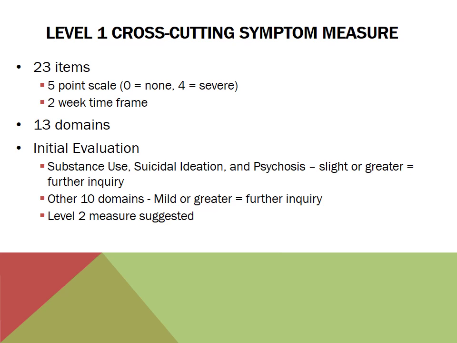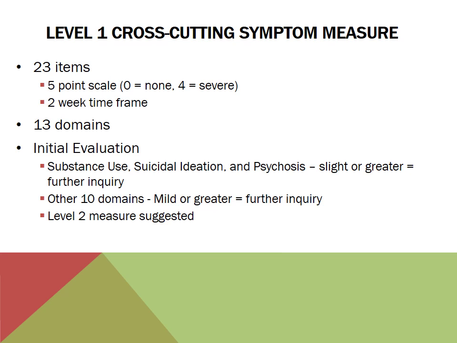Now, let's look at the Level 1 cross-cutting symptom measure, adult form. You should be aware that there is also a child version available on the psychiatry.org website. This self-report measure has 23 items total, and the items are divided into 13 different domains. This measure is intended to help clinicians identify areas of inquiry that may have significant impact on the individual's treatment and prognosis. Each item is rated on a 5-point scale ranging from 0 to 4.